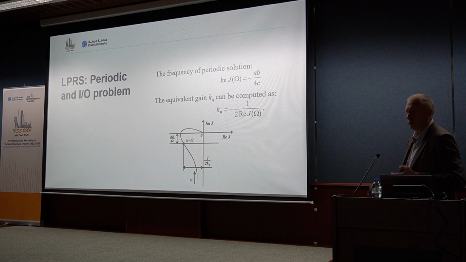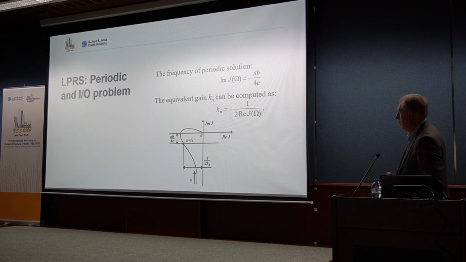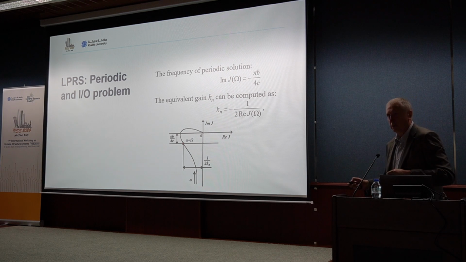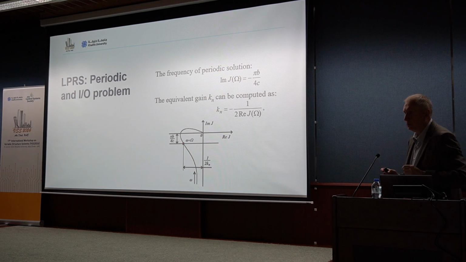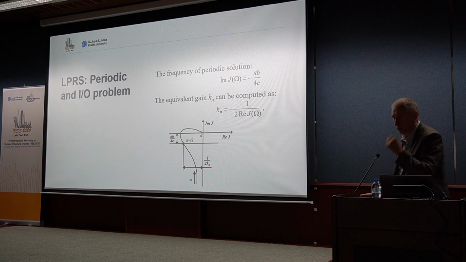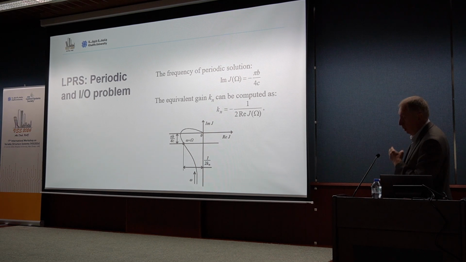So instead of the Nyquist plot, we use the LPRS, and also find a point of intersection with this line here, which gives us the frequency. It doesn't give us immediately the amplitude, because we don't have dependence on the amplitude here, but we can find it later. And this point gives us the frequency, and the same point gives us the equivalent gain. So this distance is a reciprocal of the equivalent gain.